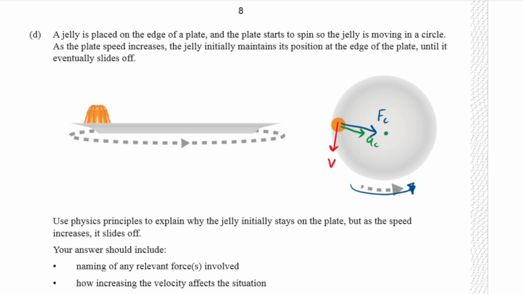Right, but in a moment, the acceleration causes its velocity's direction to change. Right, it's accelerating inwards, like so. So its magnitude isn't necessarily changing, but its direction is changing, which still requires an acceleration, which comes from a net force, which in this case comes from friction. So it's the friction the jelly experiences on the plate that is keeping it in circular motion.